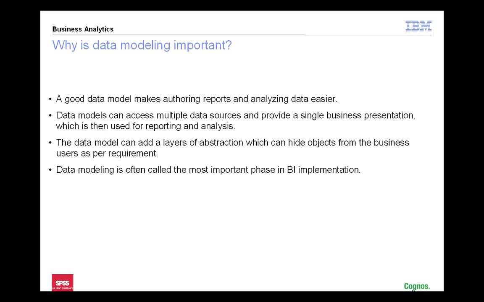So if we have multiple data sources, data models can access all of them and club the information into one single piece from where the reports and analysis can take the data and present it in a format. Okay. Data modeling is known as the most important phase of BI, and it can also add a layer of abstraction where if you do not want to show particular data in your report, you can do that in your data model.